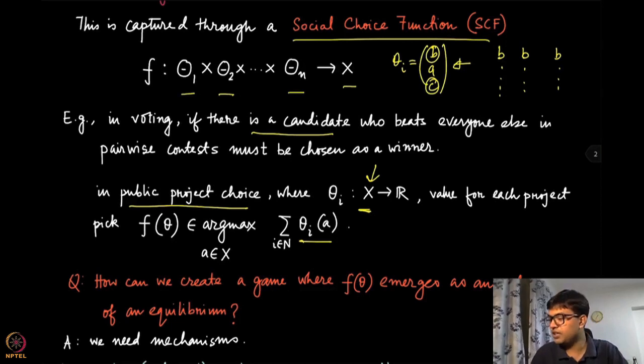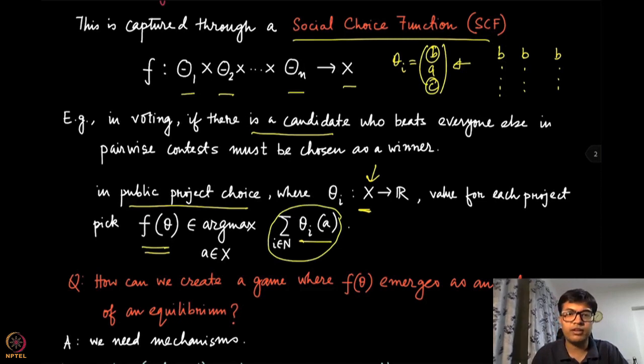Now what you are doing as the mechanism designer, or the social choice function, the desirable property is that you will take the sum of all the agents' valuations, and you will pick that public project which maximizes this sum. Quite fair. If you are building a museum, you look at how much satisfaction it gives to all the players, the sum of that. Or if you are building a public park or a bridge, depending on that, you will pick the one which maximizes the sum of the values.